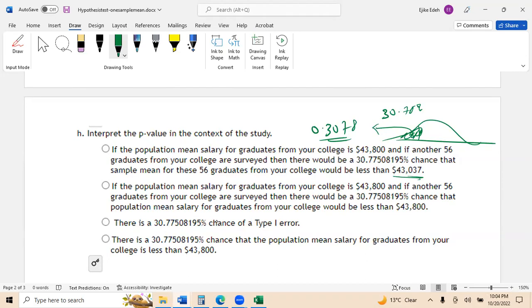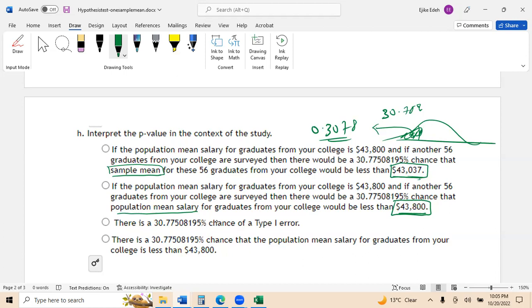If the population mean salary for graduates from your college is 43,800, and if another 56 graduates from your college are surveyed, then there will be a 30.78% chance approximately that the population mean salary from your graduate college is less than this. So the difference between these is that this one references the population mean salary, but the first one references the sample mean, and uses the sample mean salary here. Otherwise, every other part of the two options is the same.